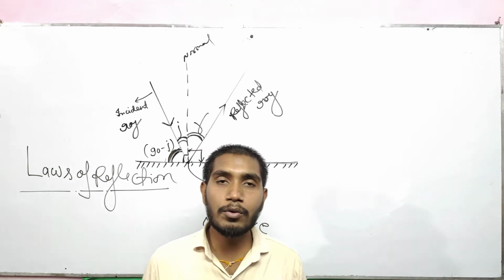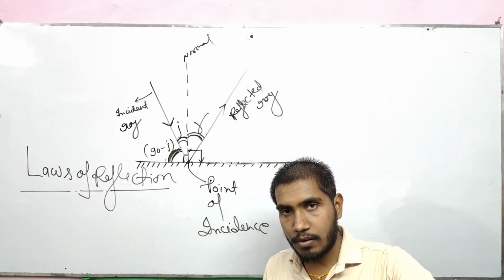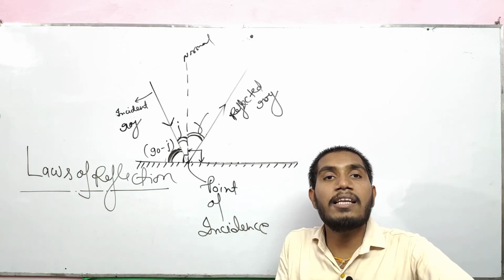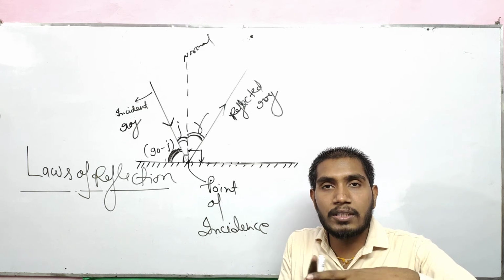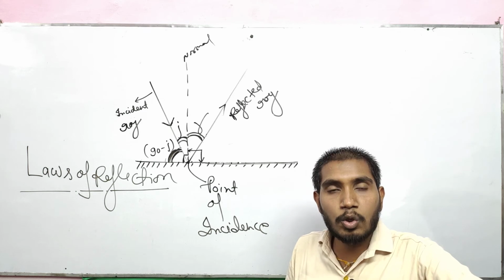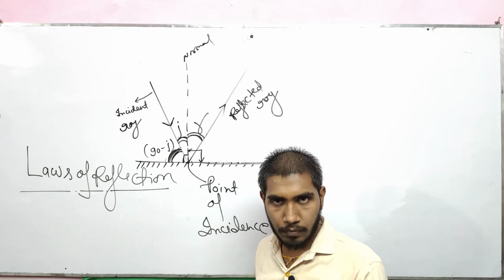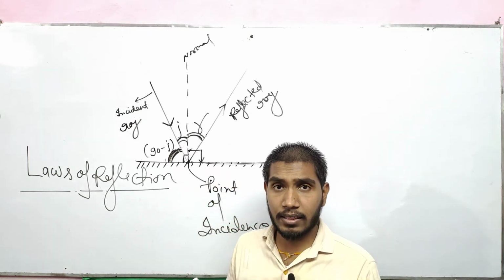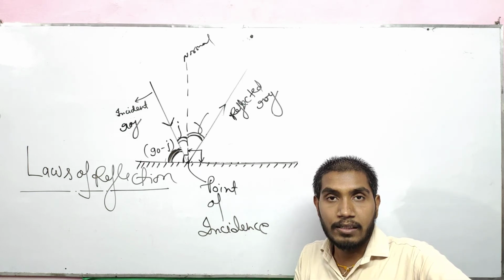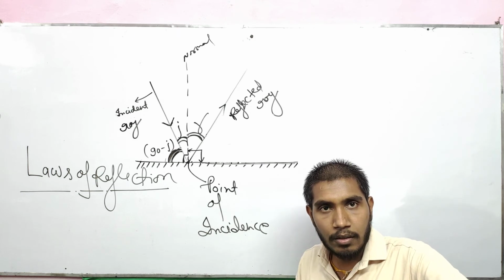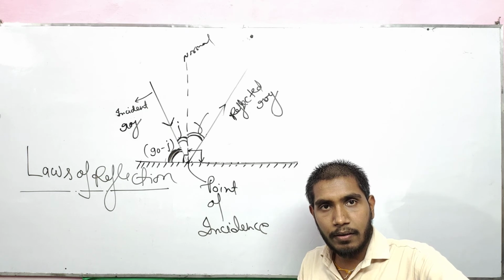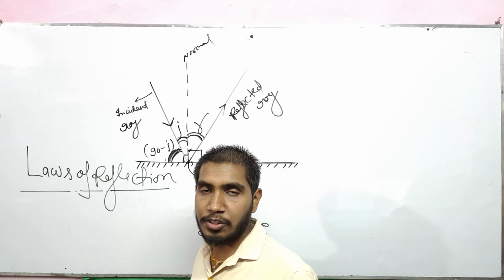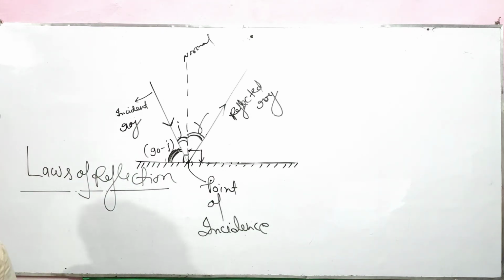When you go to school from your house, there is a path you follow. Your every work is done by some rules. You wake in the morning, then brush, then take a bath, then have breakfast. This is a rule that you follow regularly. In the same way, light during reflection follows rules. That is called the laws of reflection.